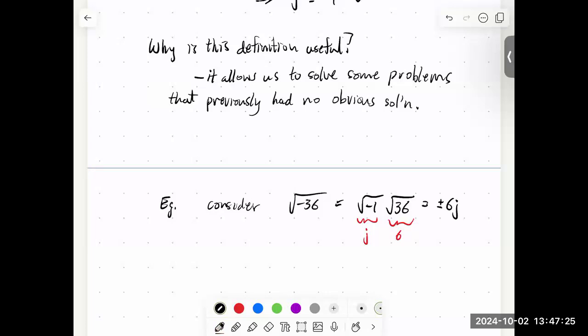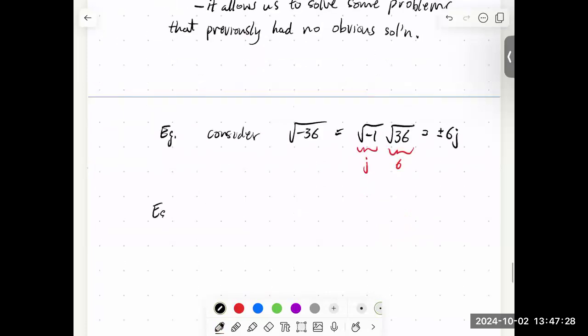So let's do another example, one that's maybe a little more interesting, maybe not much more interesting, but a little bit. So let's consider x squared minus 2x plus 4 is equal to 0. So just a quadratic equation type problem.